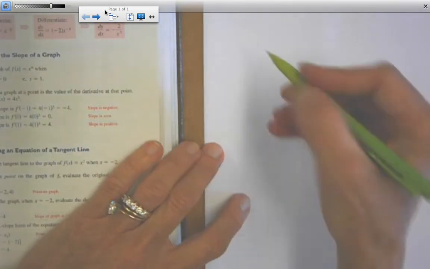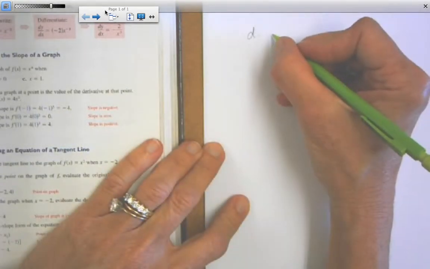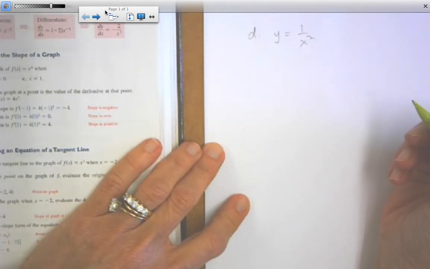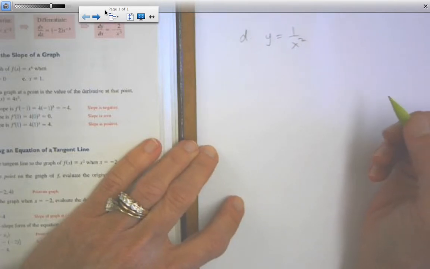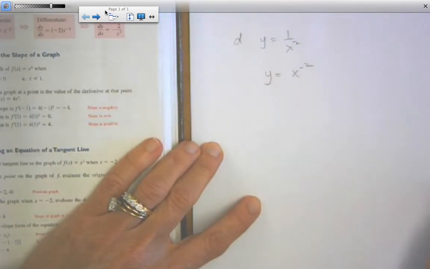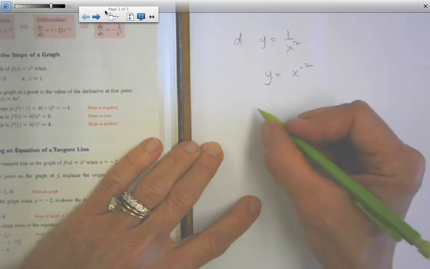All right, now, what if you had y equals 1 over x squared? Again, it's a little bit easier if it's written in a form where I can use that power rule. So I'm going to rewrite it as x to the negative 2. I'm going to bring the x out of the denominator so I can use the power rule.